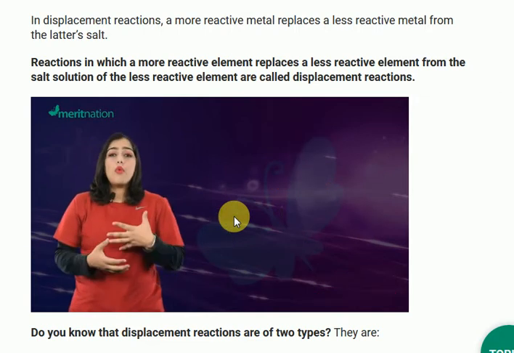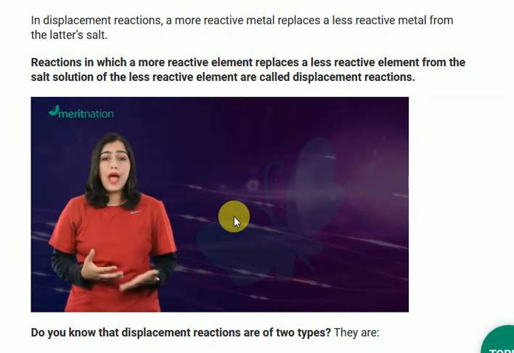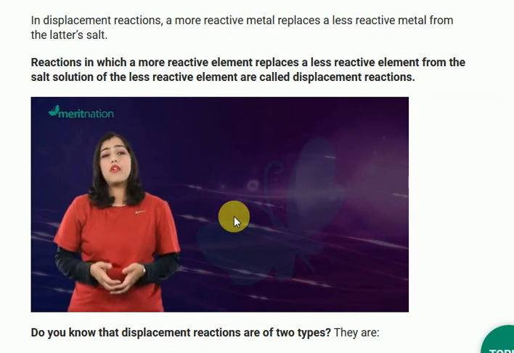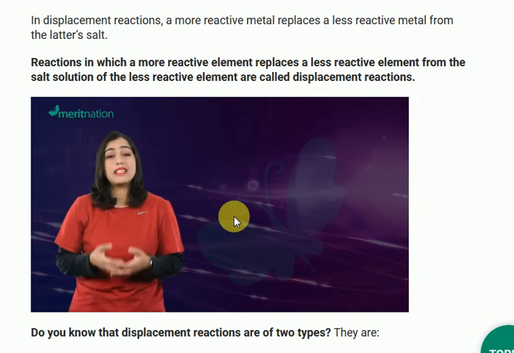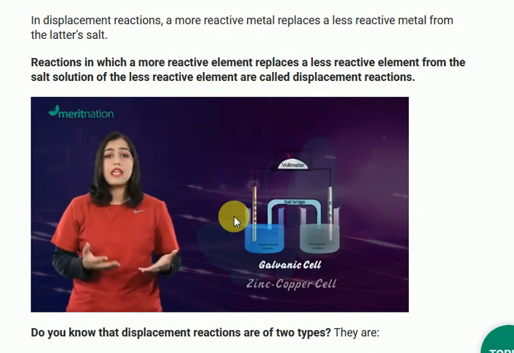So, to understand how chemical reactions are involved in batteries, let us take an example of a very simple battery known as galvanic cell. Now, galvanic cell is basically a zinc and copper cell.